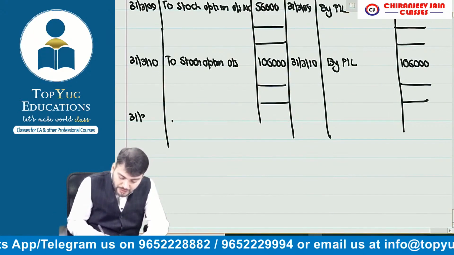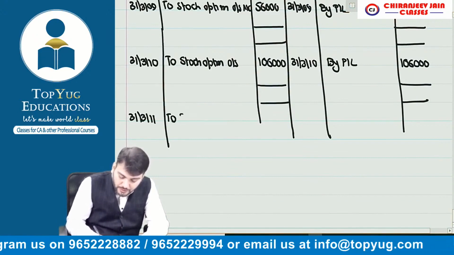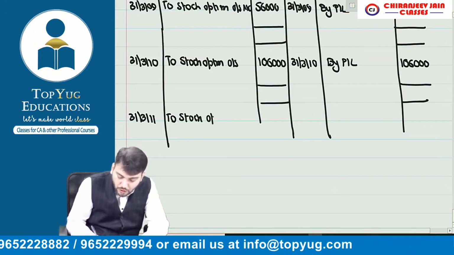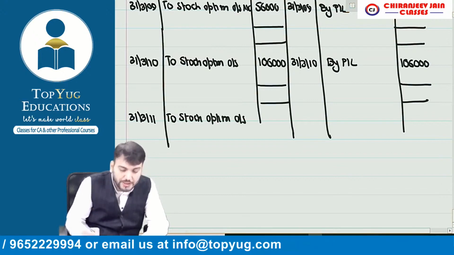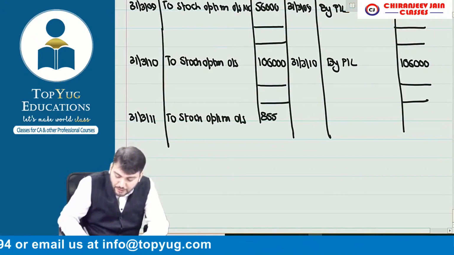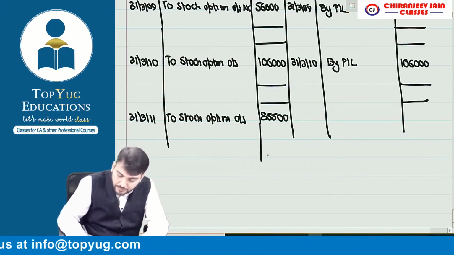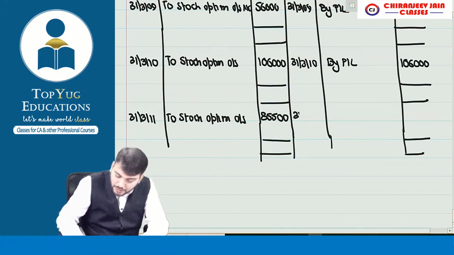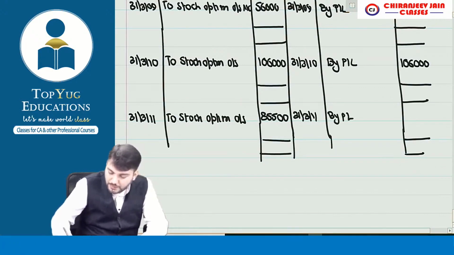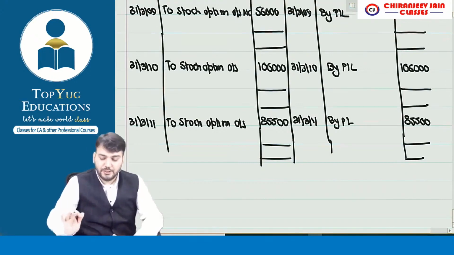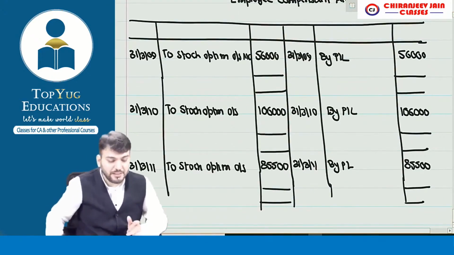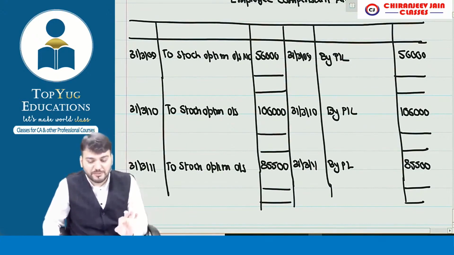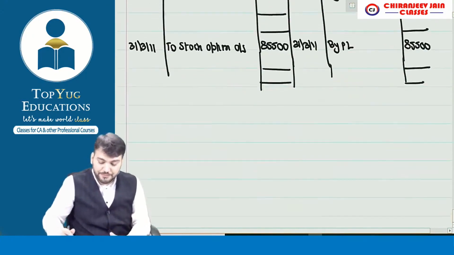Then on 31st March 2011, once again, to stock option outstanding account, it is 85,500. Then on 31st March 2011, by PL, it is 85,500. Understood? This is one account. Suppose they ask, ठीक है, in the given question they have only asked the calculation of expense, but अगर account पूछ लेगा तो कैसा बनाएंगे?